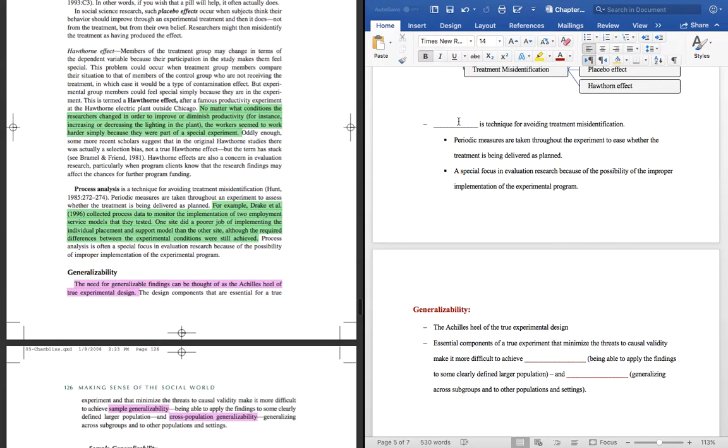And then here talks about the process analyses, which is a periodic measurement technique to make sure that the treatment is being delivered as planned. So process analysis here is a technique.